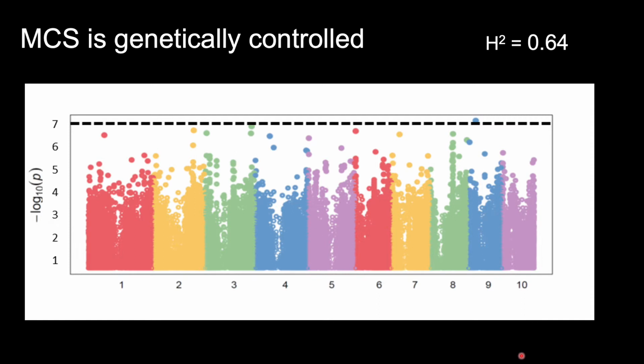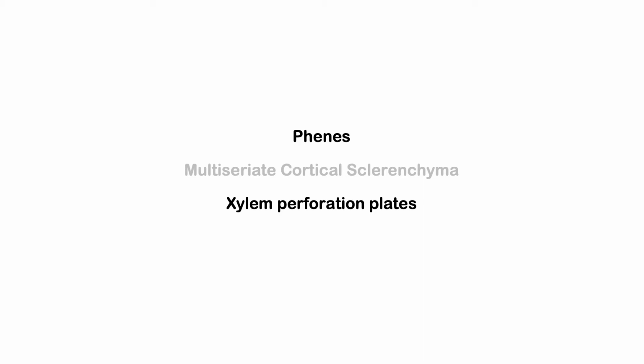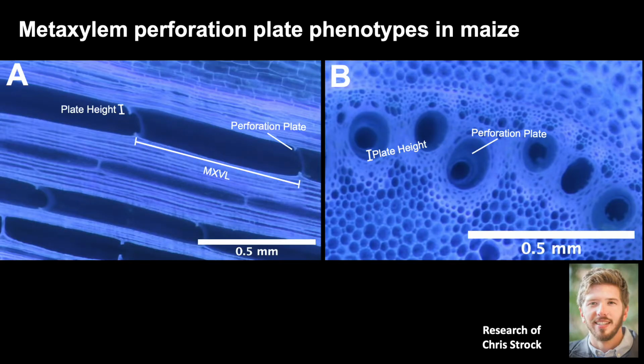MCS is under genetic control, as shown by this Manhattan plot. This is a gene of interest with a heritability of 0.64. The second phene I will discuss is xylem perforation plates. This is research of Chris Strock. Xylem perforation plates are found where two xylem vessels adjoin, as shown here in the longisection and cross-sectional views.